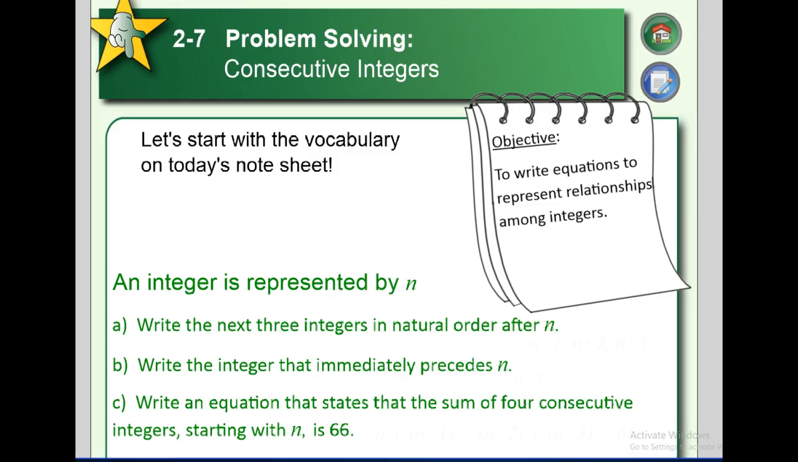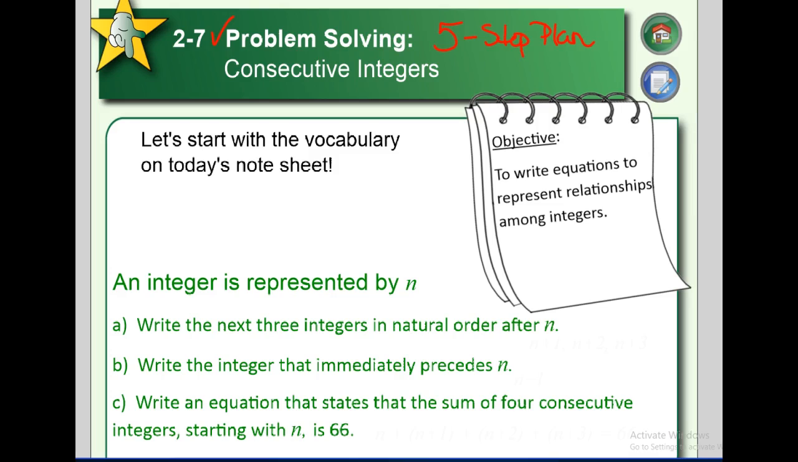All right, class, let's go ahead and look at section 2.7 today. Section 2.7 is called problem solving, and we're dealing with consecutive integers. First thing I need to point out: if we're doing problem solving, that's got to be the 5-step plan. We spent a lot of time getting that down in chapter 1. The second thing we need to look at is this idea of consecutive integers.